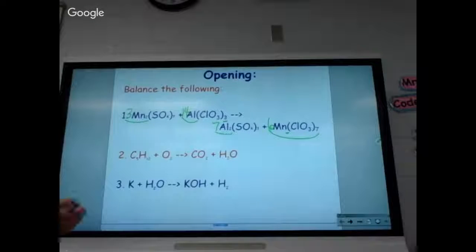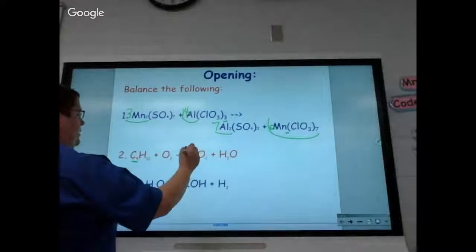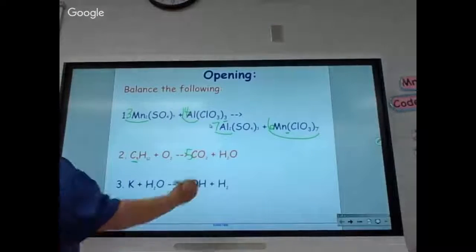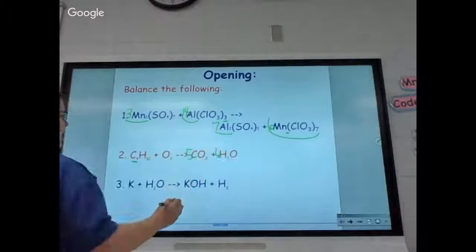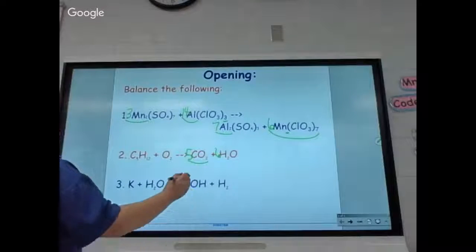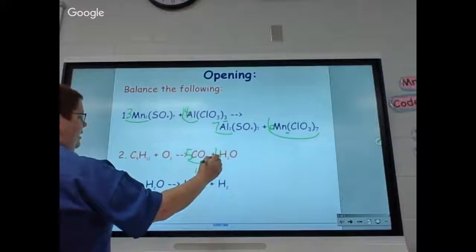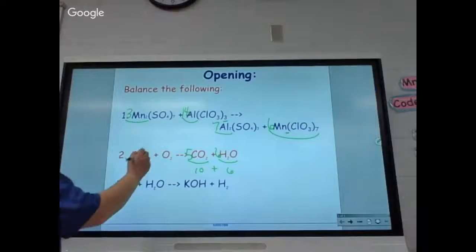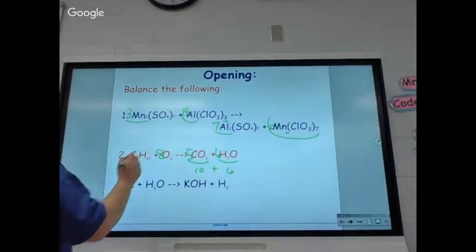Now, number 2, how many carbons are here? 5. How do I get 5 carbons? Okay, how many hydrogens? How do I get 12? 6. All right, the hard part is counting your O's. How many O's are here? 10. Plus, how many O's? 10 plus 6 is how many? 16. How do I get 16? 8.